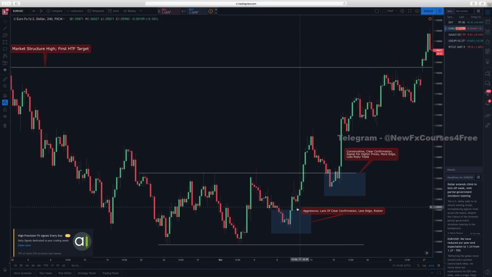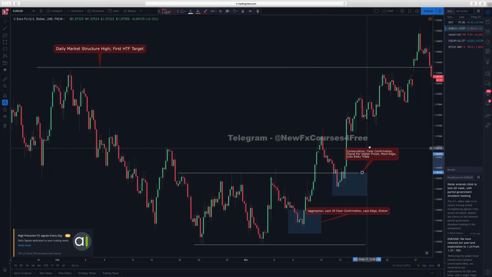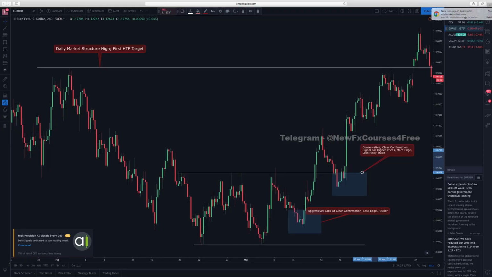Yeah, so this is going to be classed as aggressive simply because of the way that you came about the trade. Yes, you may get the meat of the move and so on and so forth, but this is going to be classed as aggressive simply because you haven't waited for certain confirmations in the market. And then this entry up here is going to be classed as conservative, simply because you have waited for confirmations.